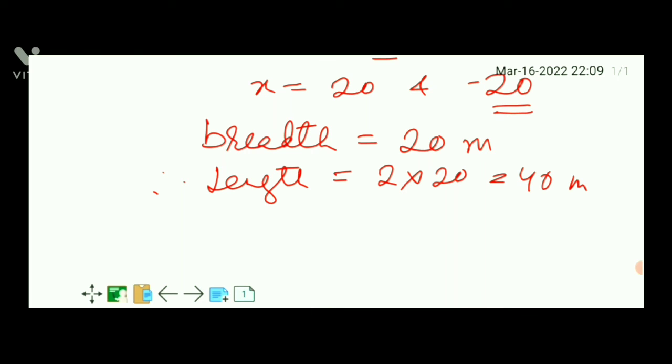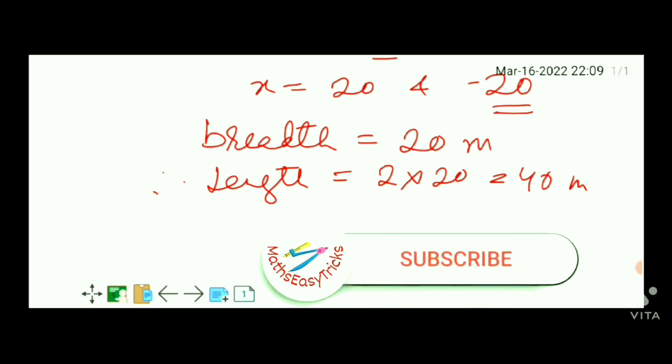800 meter square, which is given in the question. Okay, so that's all for today. I think you have understood, and if you have any doubt, then you can ask me. I will explain you further if you ask me.